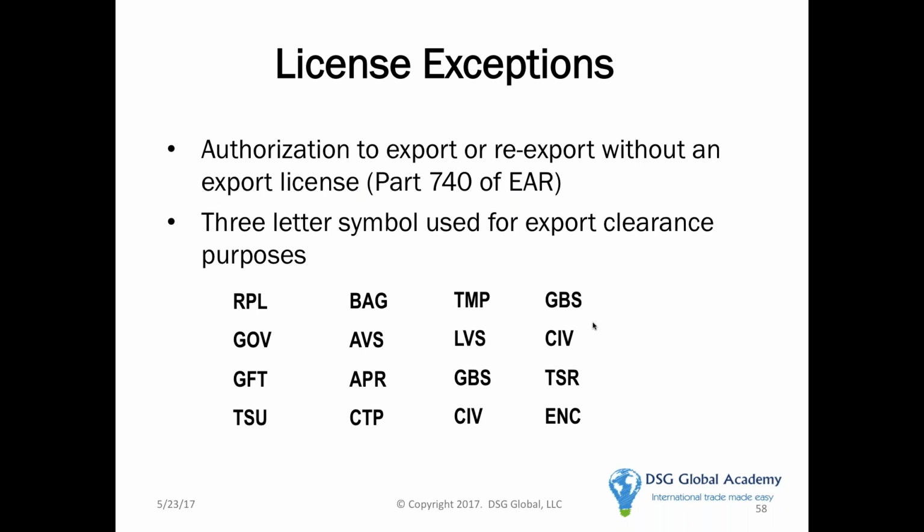What will be applicable will be listed under the ECCN number for your product in the Commerce Control List. When you go to the Commerce Control List, under your ECCN, it will tell you which of these license exceptions will be available. There's also a new exception that was added a little more than a year ago called STA, Strategic Trade Authorization. And RPL stands for Replacement, GOV for Government, GFT for Gift, TSU for Technology Unrestricted. So these are various exceptions that might be available.